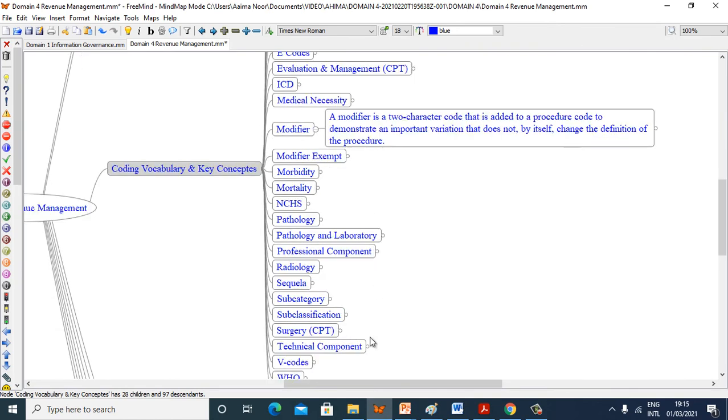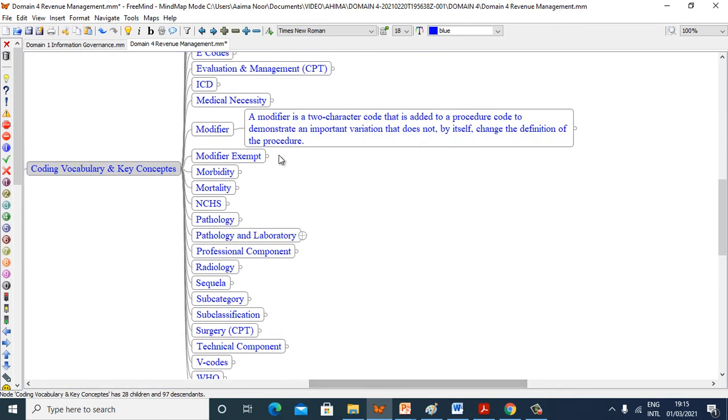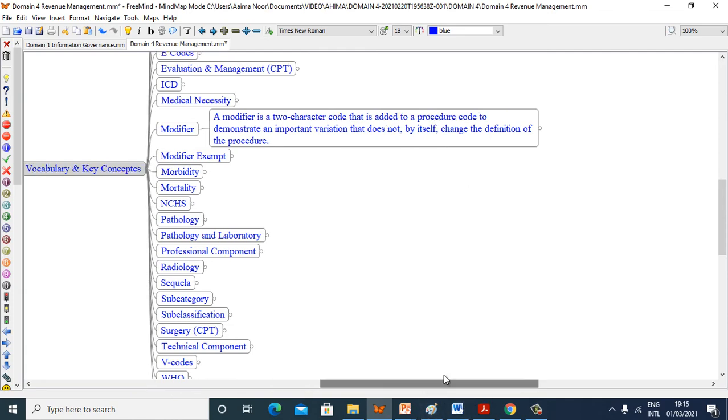Modifier. A modifier is a two-character code that is added to a procedure code to demonstrate an important variation that does not by itself change the definition of the procedure.